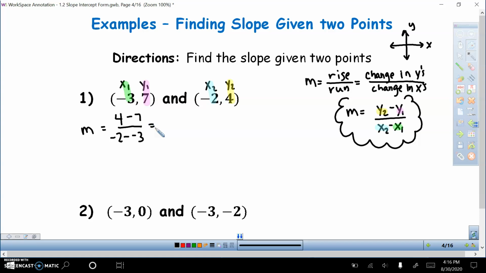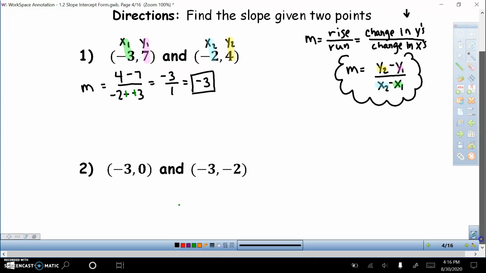And then we just simplify. So 4 minus 7 gives us -3 in the numerator. And then in the denominator, the minus and negative becomes plus. So -2 plus 3 is 1. And then we simplify as much as we can. So -3 divided by 1 is -3. So if you get a fraction for your slope, just make sure you are simplifying completely.